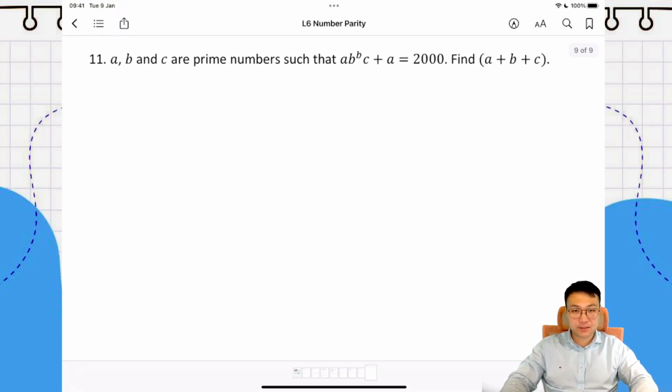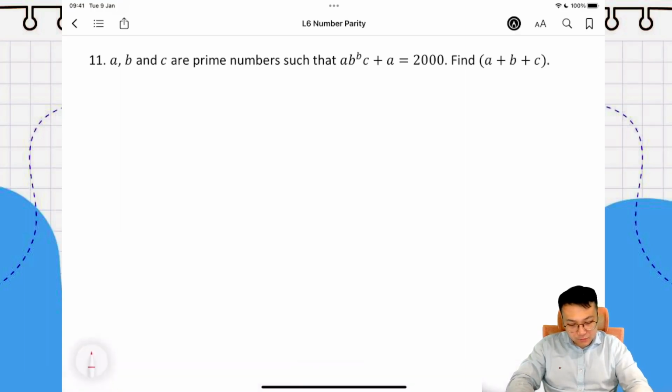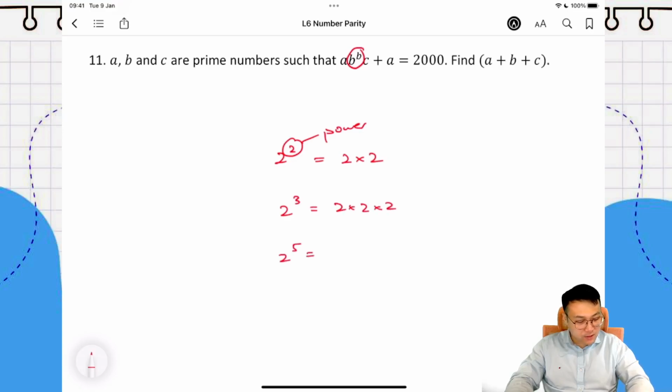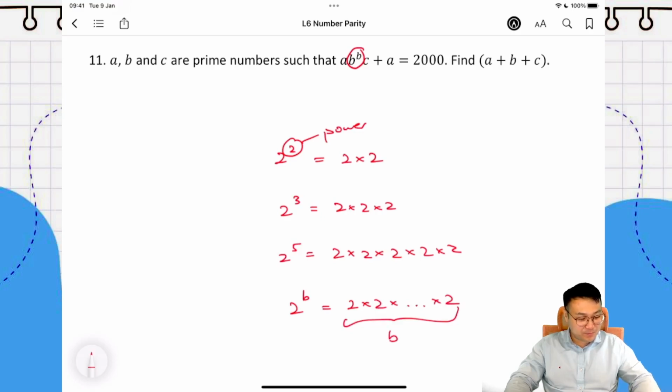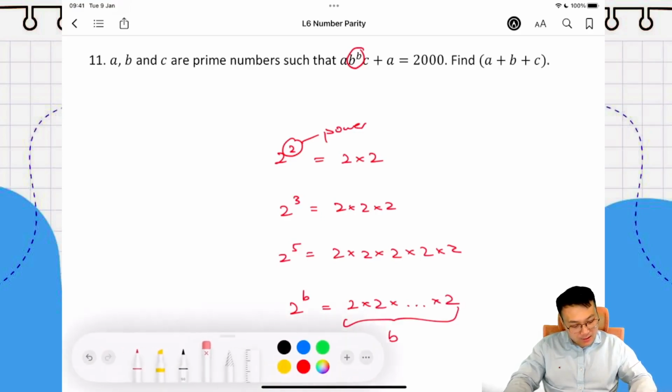A, B, and C are prime numbers. Do not be scared when you see this. This means power. Power means you just multiply it 2 times, or you can multiply it 3 times. Or if the power is 5, then you multiply 5 times, okay? If the power is B, then you have to multiply B times. That's all that it means.